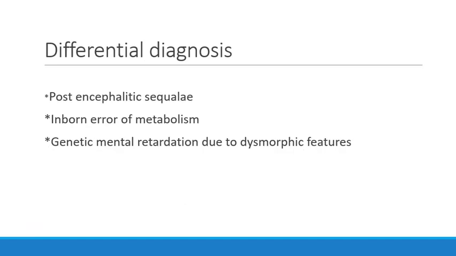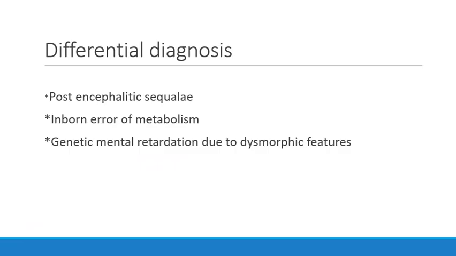So our differential diagnosis was the following: was this patient suffering from post-encephalitic sequelae, did he have a possible inborn error of metabolism, or did he have a genetic mental retardation due to his dysmorphic facial features? Once you encounter any patient with global developmental delay, automatically you have to screen this patient with an extended metabolic screen and a urine organic acid profile. This is what we have done.